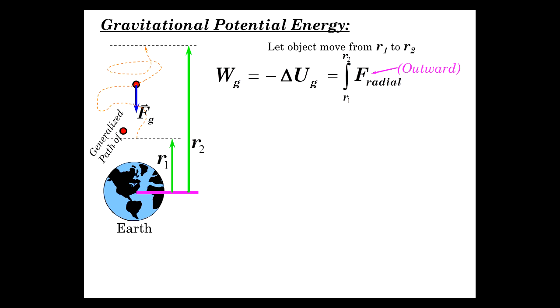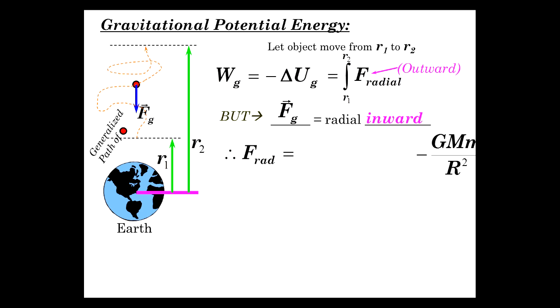Now this is an outward force in terms of this equation. In other words, there's this radial force. Outward would be positive. That would be the positive direction of the radial force, away from Earth, where the radii start from the center and move outward. However, we know that Fg is radial inward. It's the opposite direction.